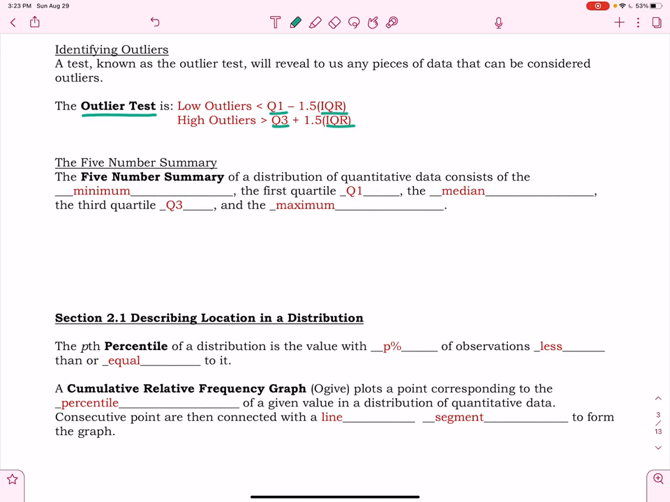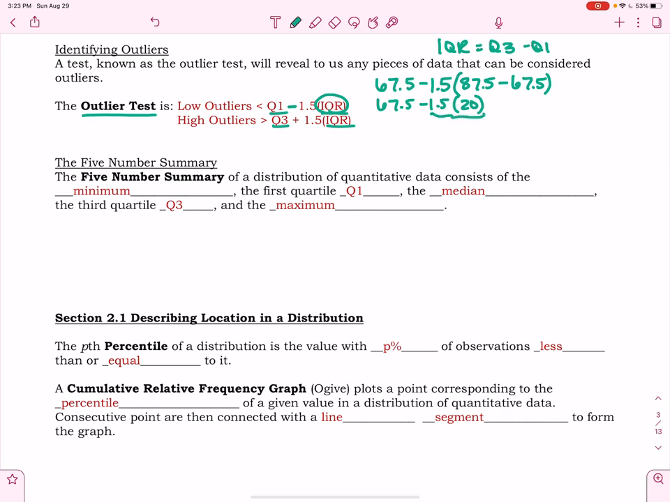I'm going to take Q1, which I already said is 67.5, and I'm going to subtract 1.5 times IQR. Well, the IQR, remember, is Q3 minus Q1. So in our case, Q3 is 87.5 and Q1 is 67.5. So I've got 67.5 minus 1.5 times 20. If you're doing this in your calculator, please be careful and follow PEMDAS, because you have to multiply this before you subtract. Okay, just throwing that out there.